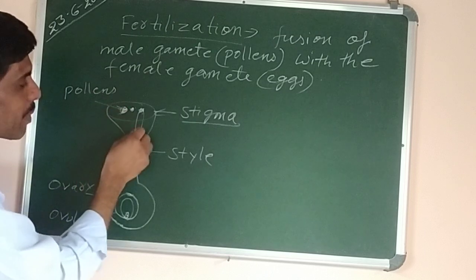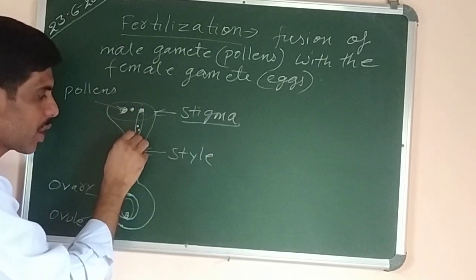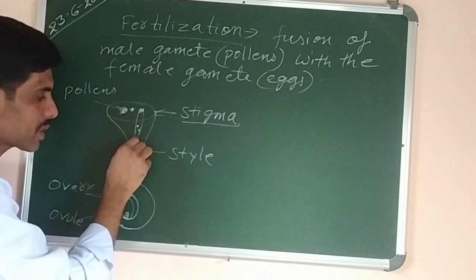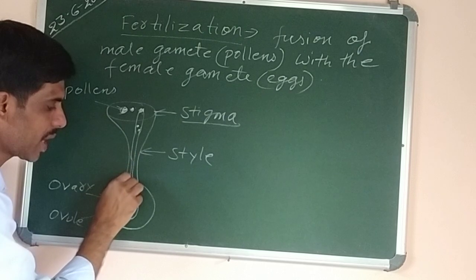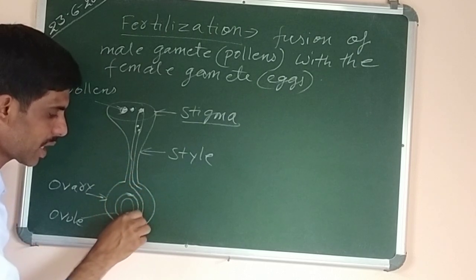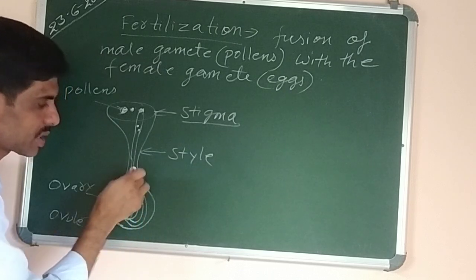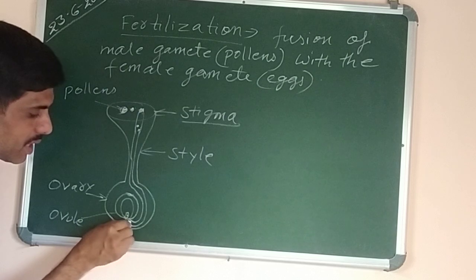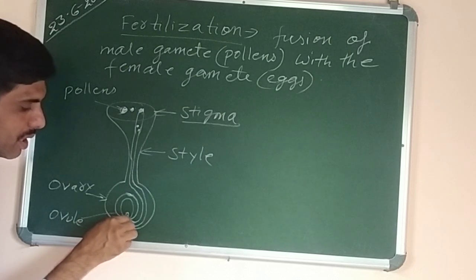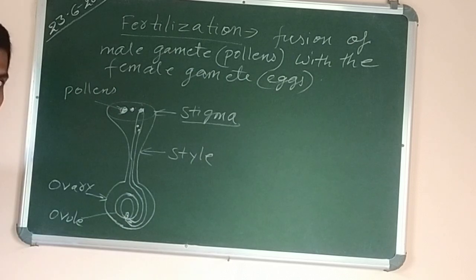Now this male gamete travels through this pollen tube. The pollen tube will keep on growing in length. It will pass through the style, keep on growing, and carry the male gamete so that it can reach the female gamete by passing through the style, the ovary and the ovule. Finally, the female gamete and the male gamete will fuse to produce the zygote.